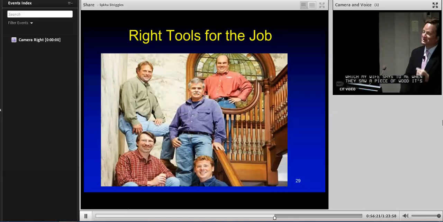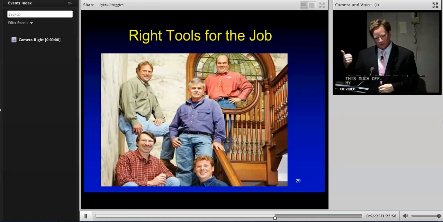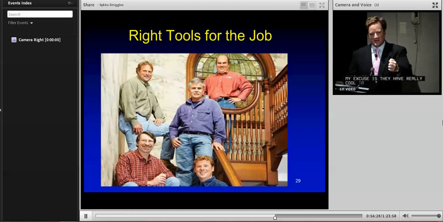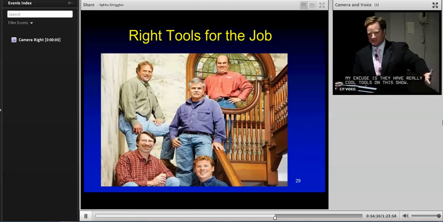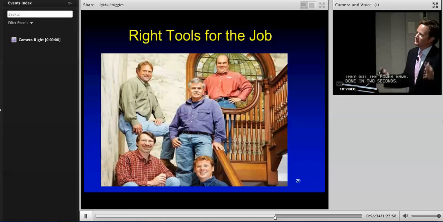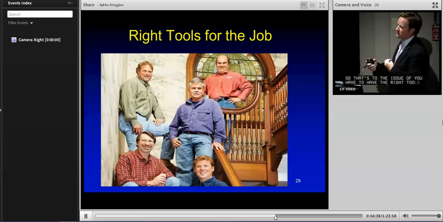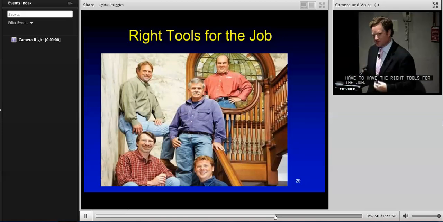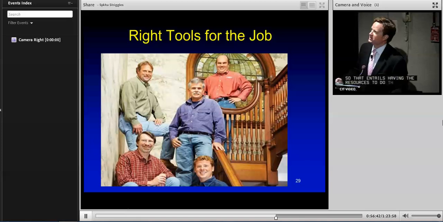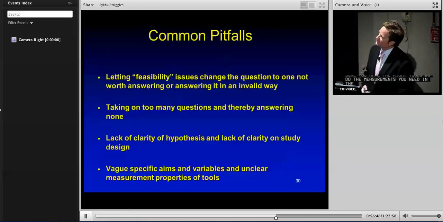And so my excuse, whether this is true or not, is they have really cool tools on this show, right? They got the power saw, he's done in like 2 seconds, and I'm out there sawing it by hand, right? So that gets to the issue of you got to have the right tools for the job. So that entails having the resources to do the study, make sure you have the right tools to do the measurements you need to do in the study, just like these guys always do on their TV show.